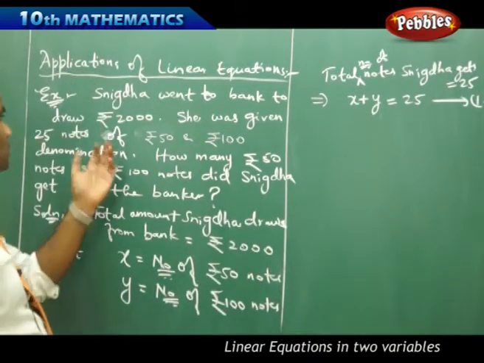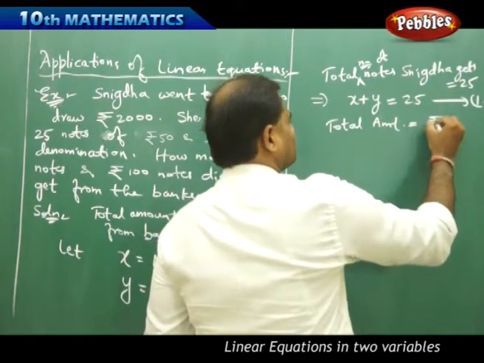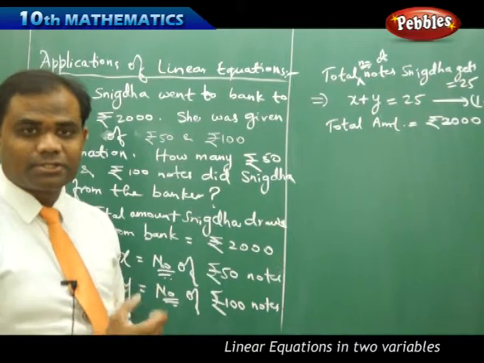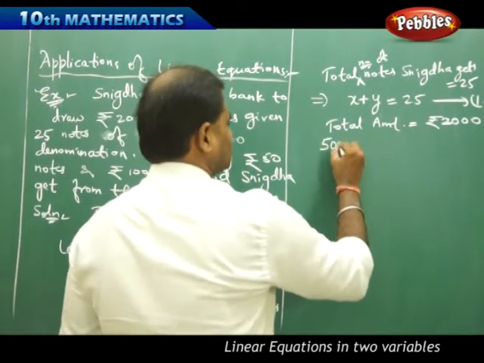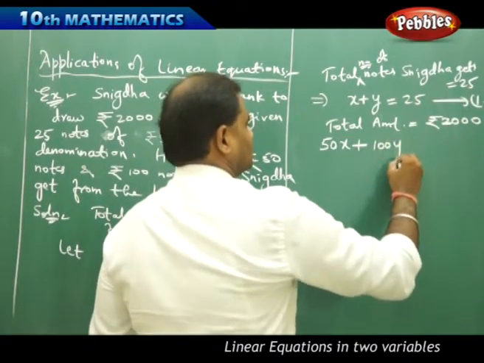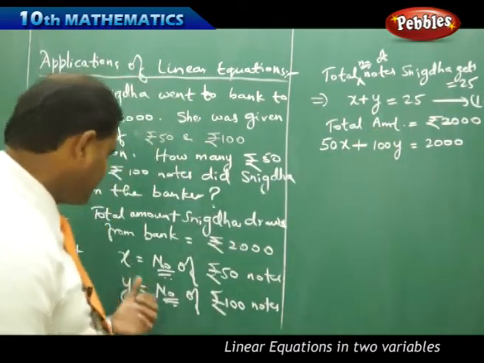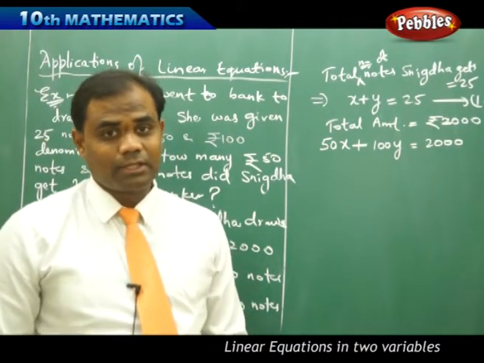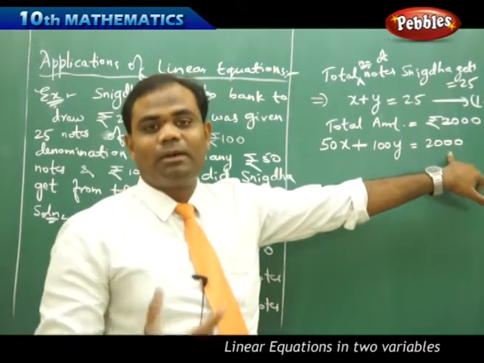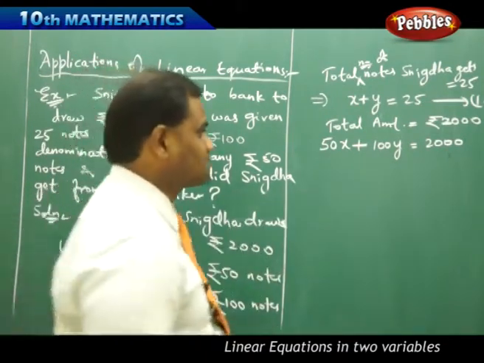As I clearly see, the total amount she is drawing is 2000 rupees. So the total amount being 2000 rupees gives me the clear picture that if there are X notes of 50 rupees which she is receiving, then 50 times X plus 100 times Y will be equal to 2000. So I get this equation because X is the number of 50 rupee notes. We don't know how many 50 rupee notes there are, so 50 rupee notes taken X times plus 100 rupee notes taken Y times will give me the total amount Snigdha is drawing from the banker. So 50X plus 100Y equal to 2000 is what I get as the second linear equation.